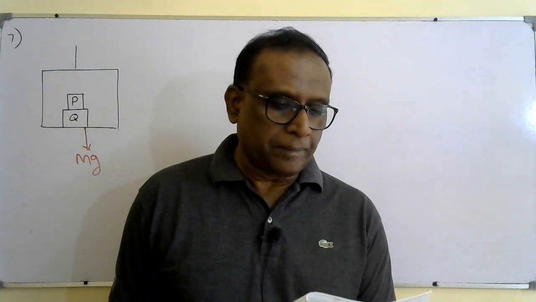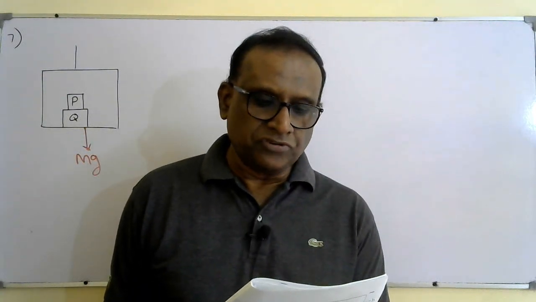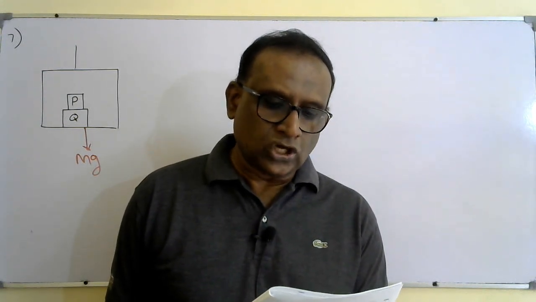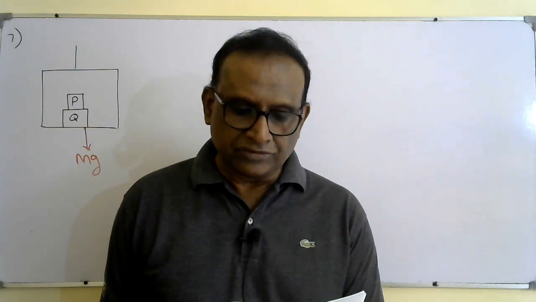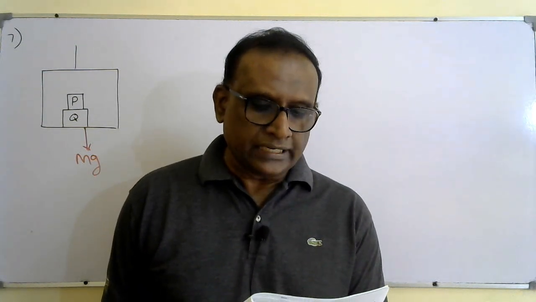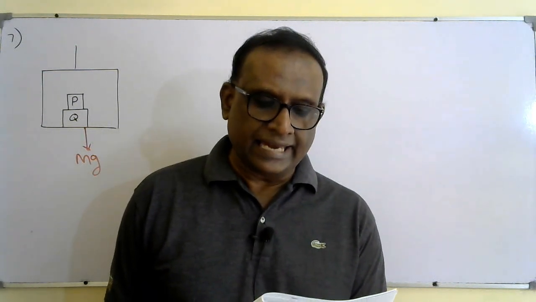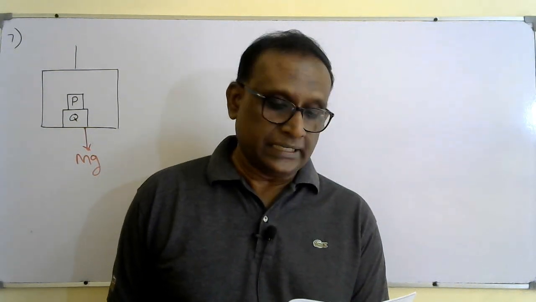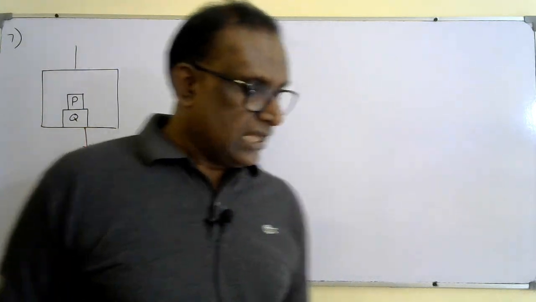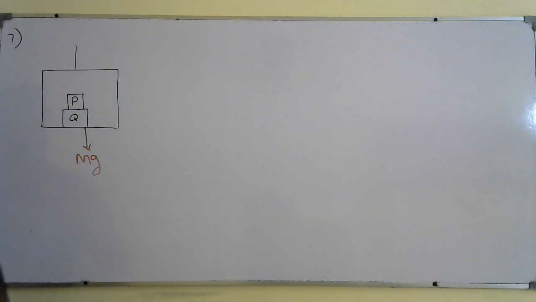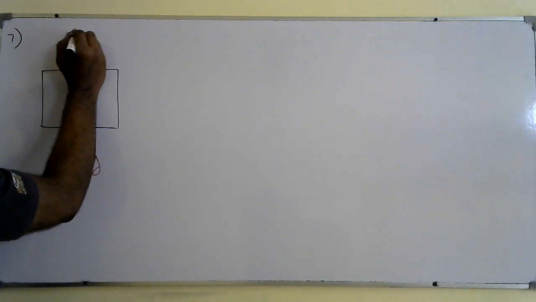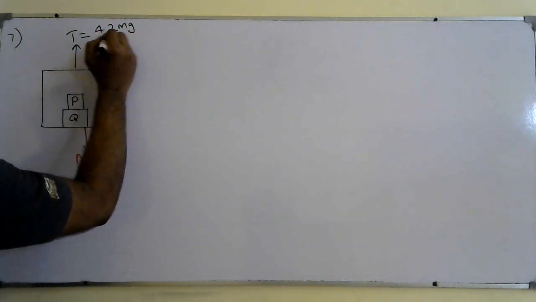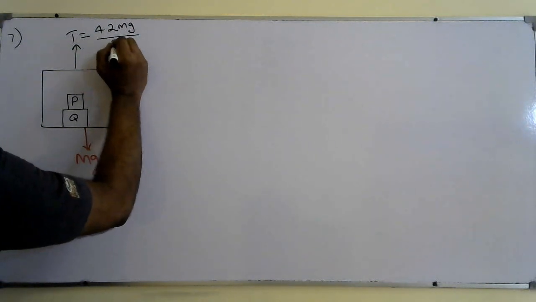The box Q is placed on the floor of the lift. A box P is placed directly on top of Q as shown in figure 4. The cable is modeled as being light and inextensible and air resistance modeled as negligible. The tension in the cable is T, and that is equal to 42mg over 5. That's the tension.